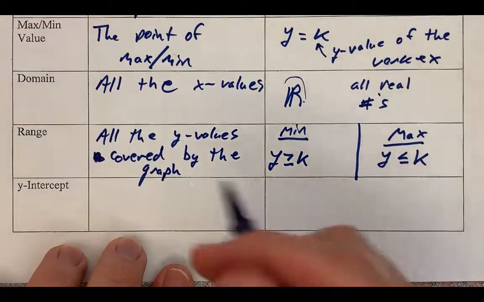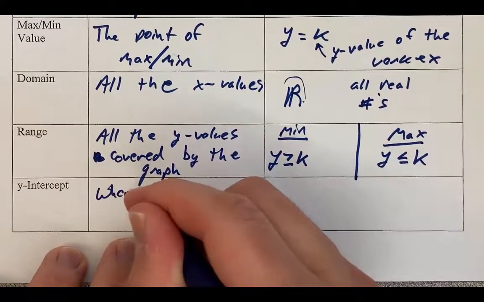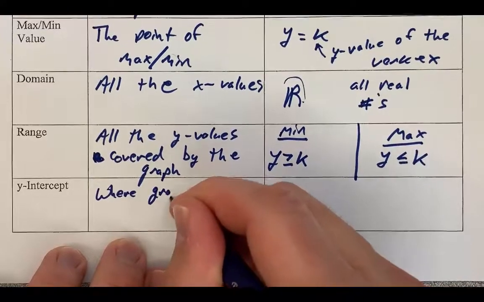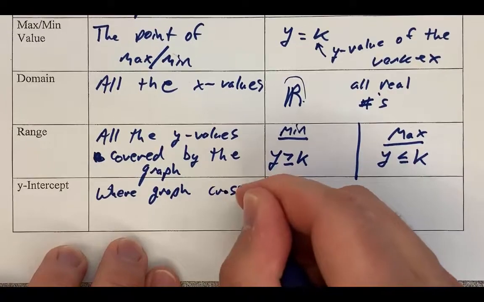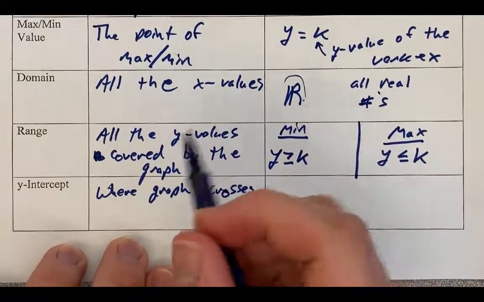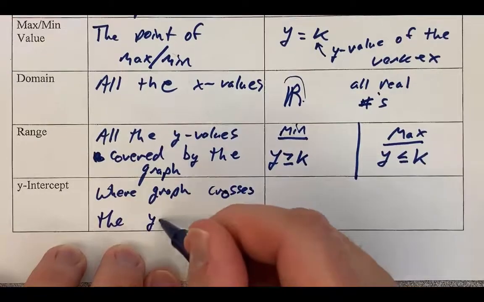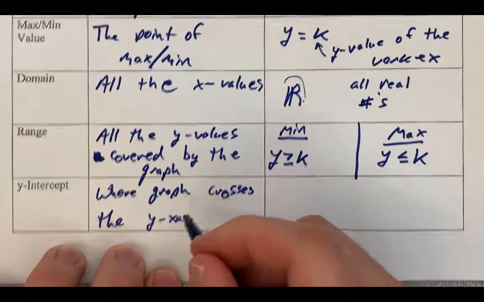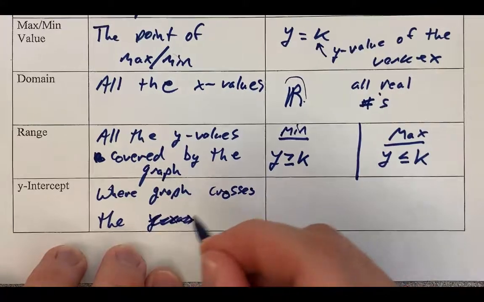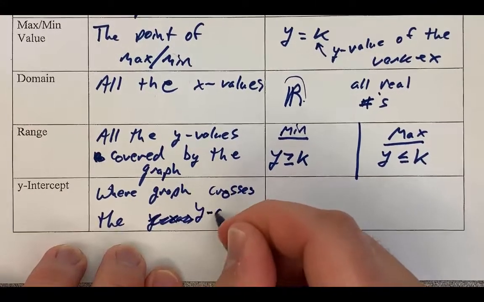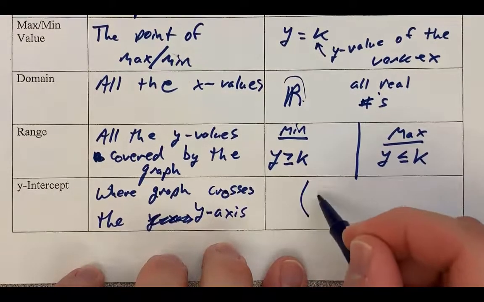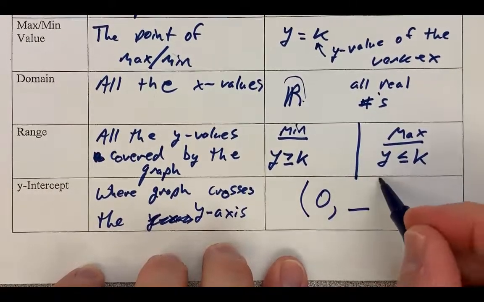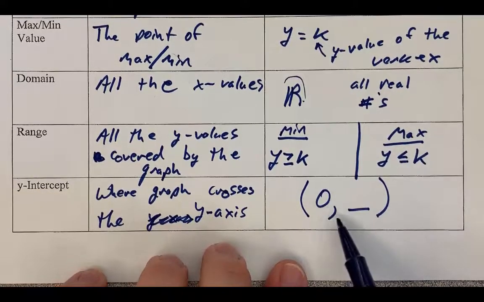And then the y-intercept, this is where the graph crosses the y-axis. And this will always take the form (0, something), as it will always be on the y-axis, which means that it happens when x is equal to 0.